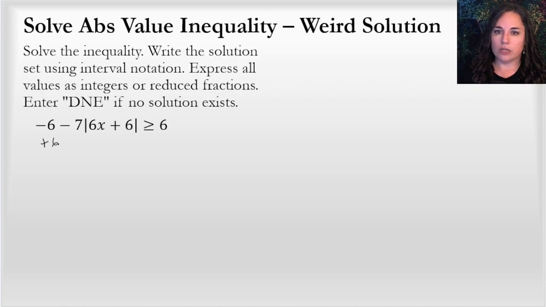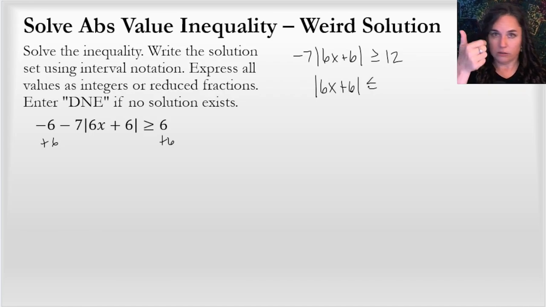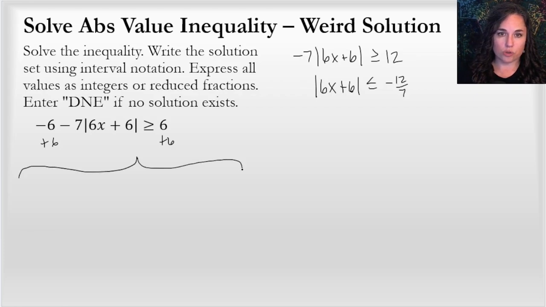Very similarly, I'm going to add a 6 on both sides, so I'm going to get -7, absolute value 6x plus 6 is greater than or equal to 12, all right? Then I need to divide by -7, so I'll keep the absolute value of 6x plus 6. I'm dividing by a negative, so I'm going to switch the direction of my inequality, and so I'll get -12/7. Okay, so now I'm ready to split this up into its two solutions here. I'm going to have a positive solution and a negative solution.